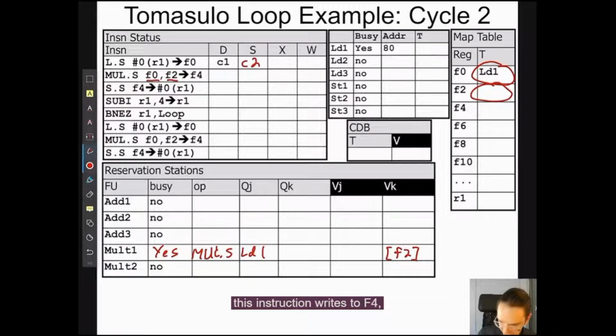This instruction writes to F4, so we need to update the map table. So we set its tag to the reservation station entry that will produce the value. And so just a quick refresher from the last video, notice that we have encoded this read after write data dependence on F0 through this tag system.